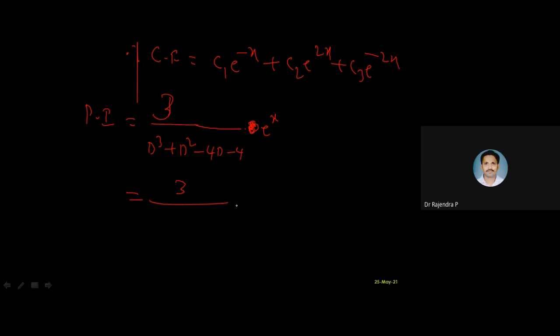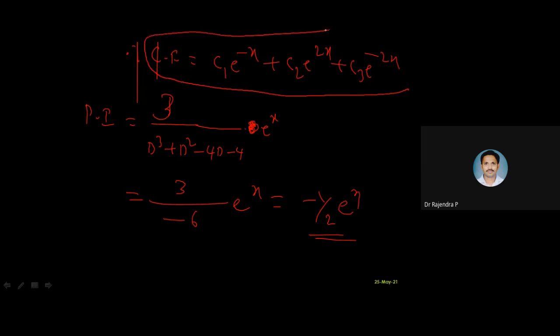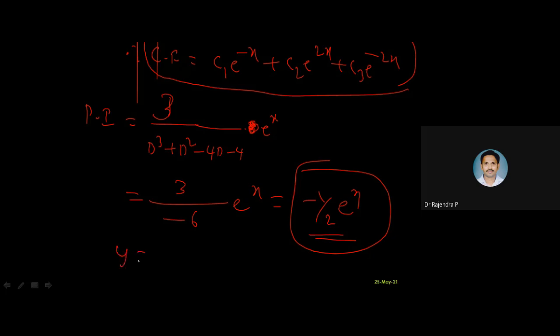Once you substitute here, 1 plus 1 is 2, 2 minus 8, minus 6, into e to the power of x. So the answer is minus 1 by 2 e to the power of x. On the screen you can see both answers. We have the complementary function and the particular integral here, so you can get your complete solution.